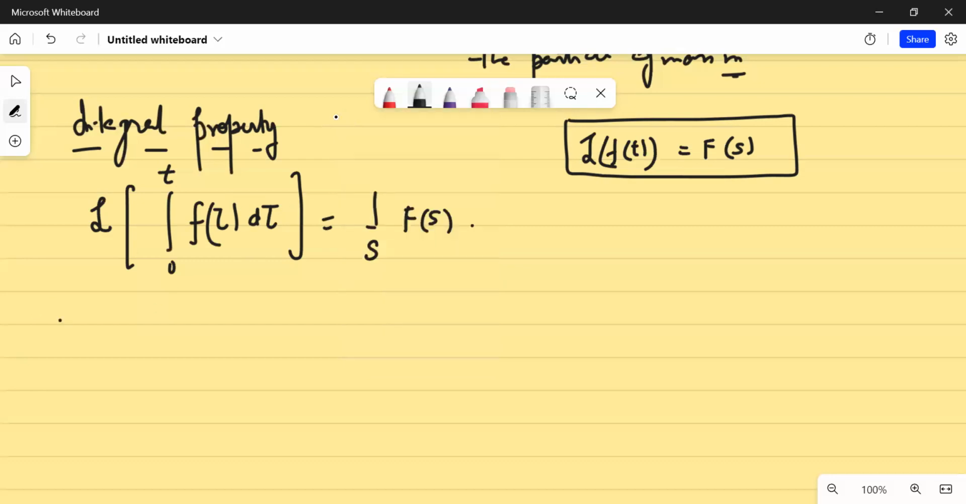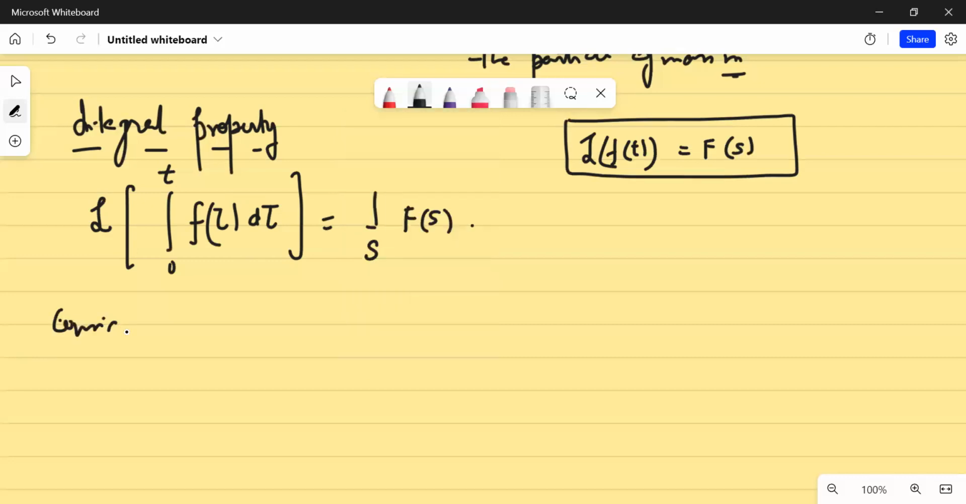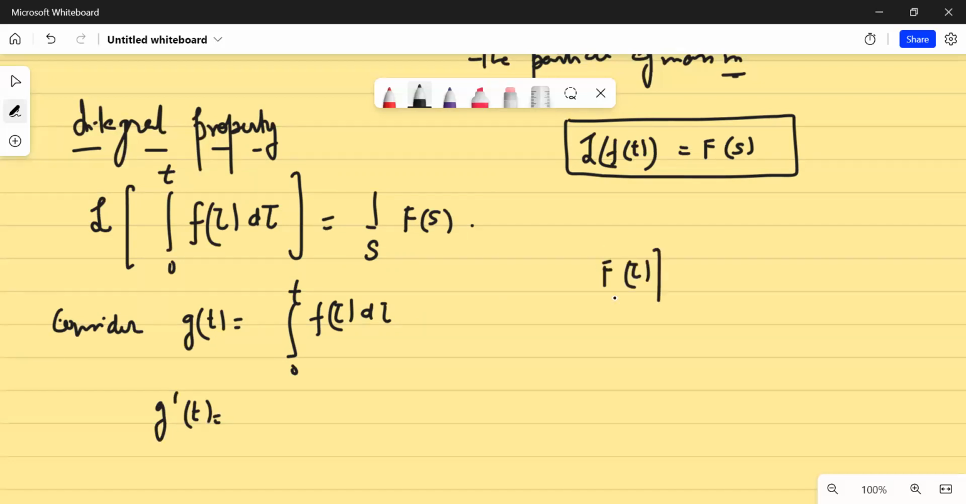Okay, so how to write it? What I'll do, see, I'll introduce another function. Consider g of t is equal to integration from 0 to t f tau d tau. And if I want to find the derivative g dash t, what would it be? See, if you integrate this, what will it be? Capital F tau from 0 to t, and this will become capital F(t) minus capital F(0). Suppose this is its integration. If you take its derivative, d by dt of g(t) is equal to d by dt of this.